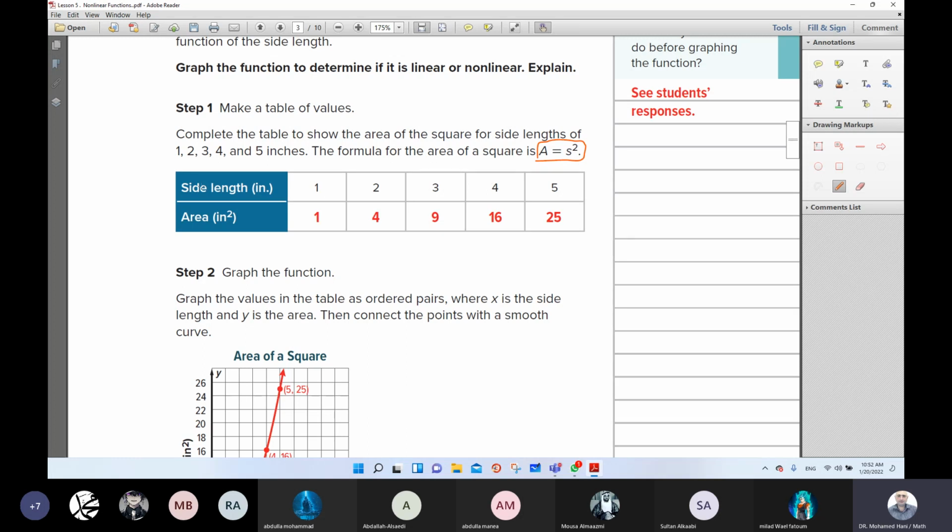We have the first row here, side length using inches. The second row here we have the area using inches squared. If you have the first value 1, so the side will be 1. Substitute in the function rule. Put s as 1, 1 squared is 1. Means we have the first point here, 1, 1. If the second point is 2, put here the value of s as 2, 2 squared means 2 times 2 equals 4. So the second point will be 2, 4.